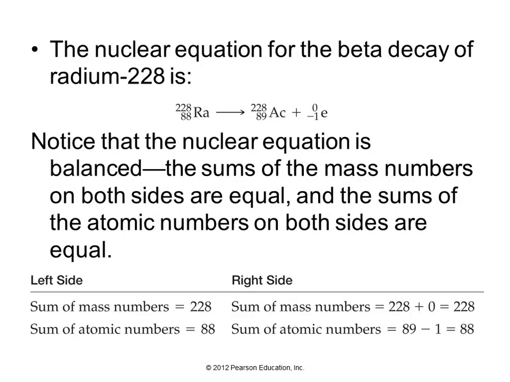So the nuclear equation for the beta decay of radium-228. Now this is beta decay, so the beta particle is taken out. Here we have this nuclide or isotope, radium-228. The 88 comes from its atomic number, which is on the periodic table. The beta decay spits out an electron, and we see that these numbers add up. The superscripts on the right side add up to equal the superscript on the left side. The subscripts on the right side add up to equal the subscripts on the left side.